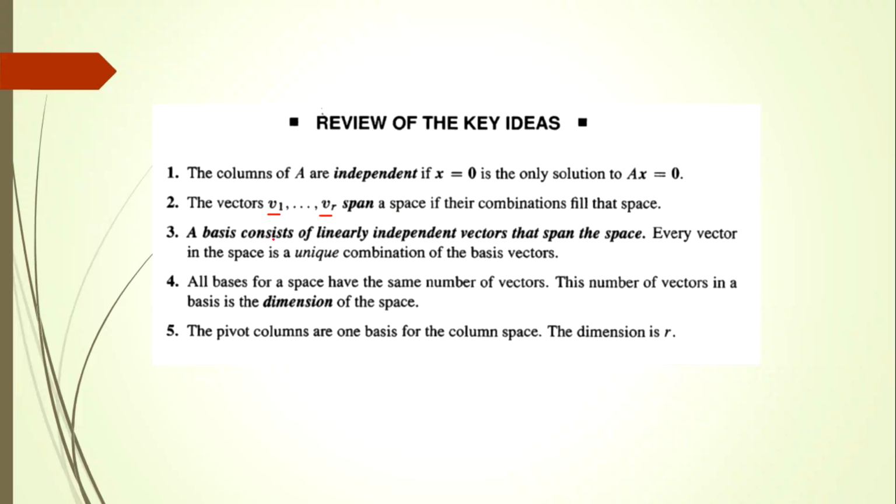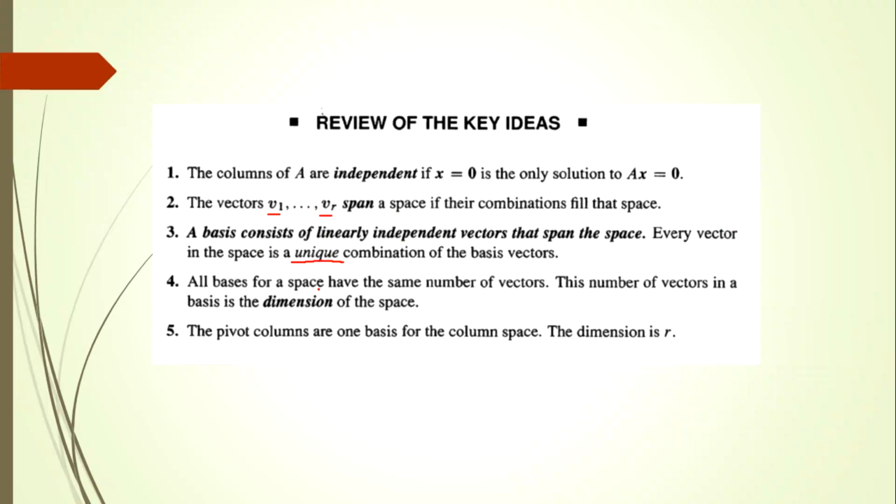A basis consists of linearly independent vectors that span the space. So those are the two properties of a basis for a vector space. The basis should have enough linearly independent vectors. Enough implies they can span the whole space. And every vector in the space is a unique combination of the basis vectors. We explained the reason, right? There is only one unique way to express the vector.